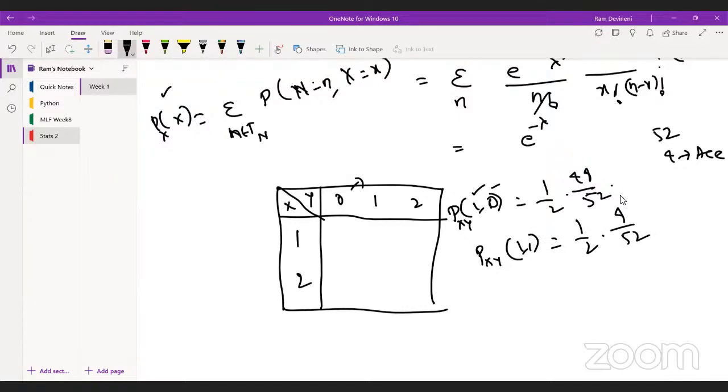When you're drawing one card, the probability that it's going to be an ace is 4C1 divided by 52C1. Directly I have written it as 4 by 52. And then P_XY of (1, 2) is going to be 0, because when you're drawing one card, there is no way that you're going to get two aces. So this is going to be 0, and the other is 12 by 13.